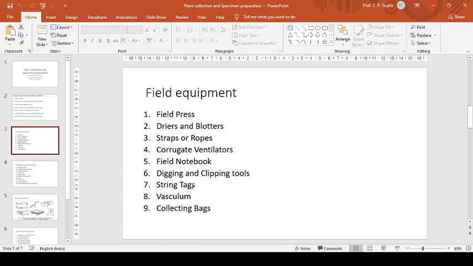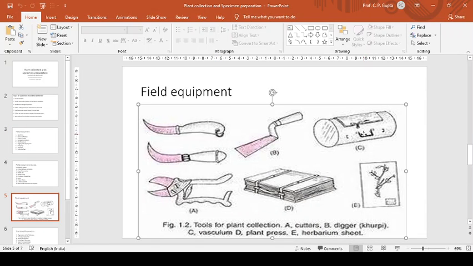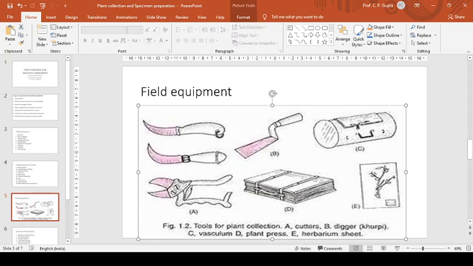Now, string tags. These are made up of waterproof material and are used for labeling plants that are not immediately pressed. Now, vasculum. Vasculum is a container made up of tin or aluminum sheet and contains a hinged light lid. Plants which are not pressed in the field are placed in a vasculum to preserve their freshness for some time. This is vasculum.